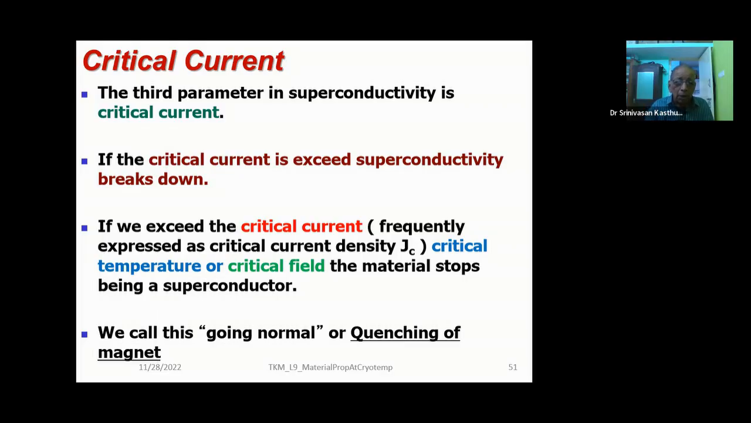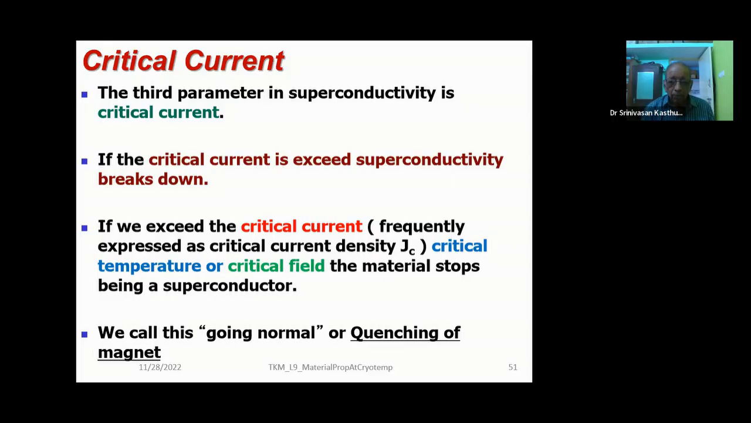The third parameter is what is called the critical current. You pass a current through the material, then the current flow induces a magnetic field. Because of this magnetic field, the material will turn to normalcy. That is, from the superconducting state, it will go back to the normal state. When the current is flowing, it generates a magnetic field, and when that magnetic field exceeds a critical value, the material turns normal. Going normal from the superconducting state is called the quenching of a system.